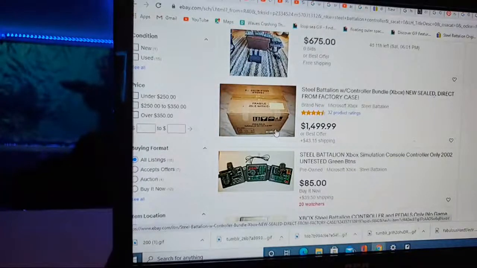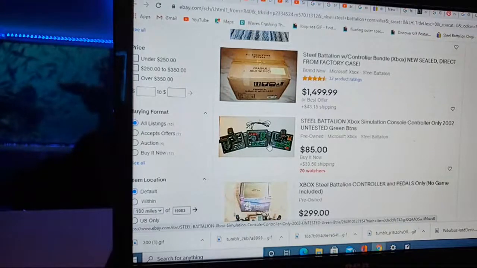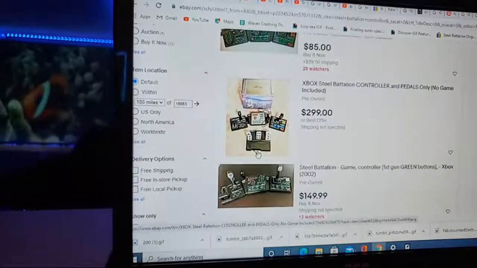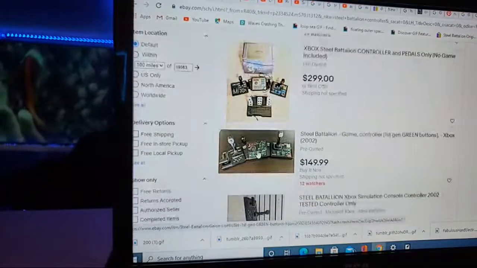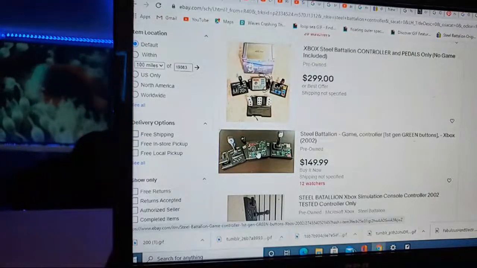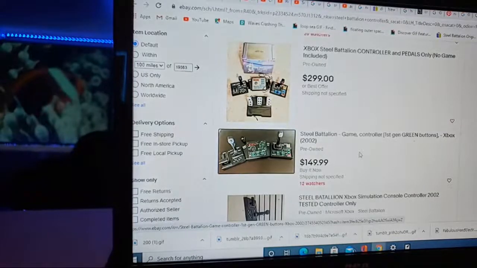I'm brand new in the box. $85. What's wrong with it? It's the Steel Battalion box accumulated, untested, 2002. Yes, that's too cheap. Something's wrong with that. I wouldn't go near that. I mean, maybe he's giving a good deal. I don't know. Steel Battalion controller in the box and pre-owned. He wants $150 for that. Are you kidding me? You want $150?